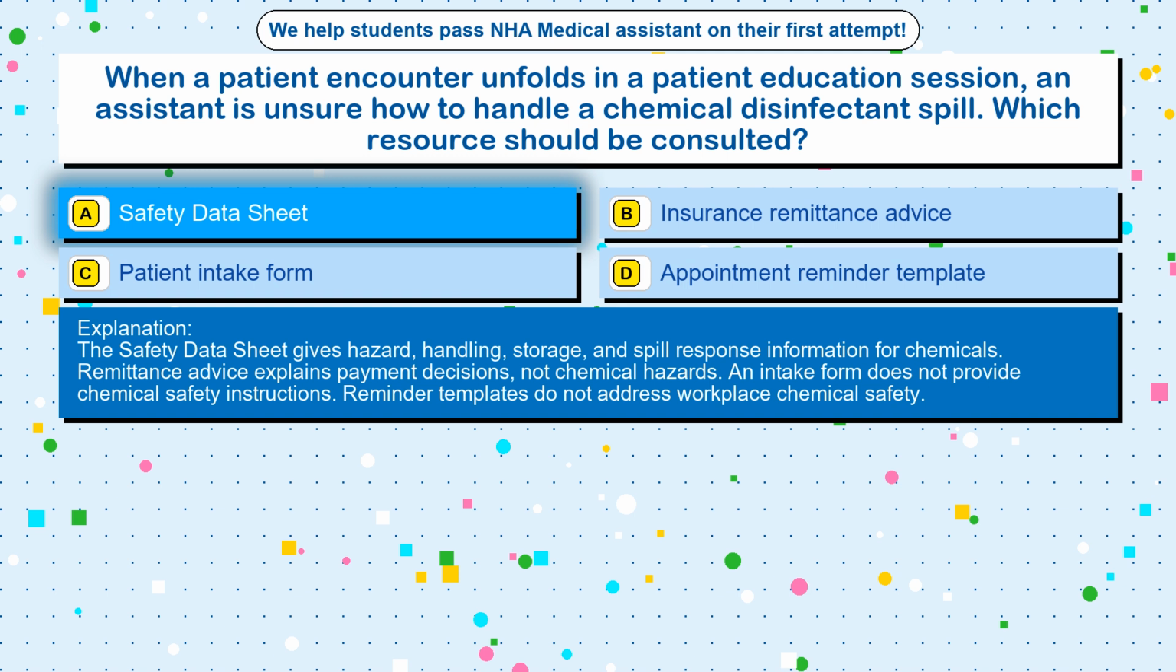Remittance advice explains payment decisions, not chemical hazards. An intake form does not provide chemical safety instructions. Reminder templates do not address workplace chemical safety.